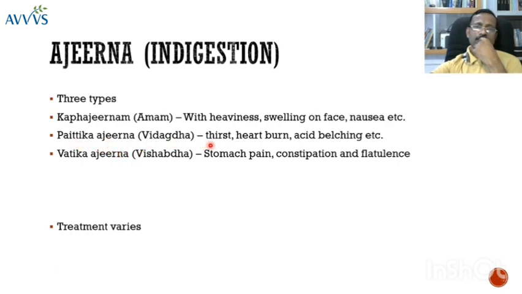And in Paitika ajirna, the symptoms will be thirst, heartburn and acid belching. It is vidagdham. And in Vatika ajirnam, ajirna caused by Vata, pain will be the most important symptom, along with constipation and flatulence. So these three types of presentations are regularly seen in patients who have indigestion. Some will have nausea as the major symptom, some others will have acid belching as the major symptom, and pain will be there in some others. So according to these symptoms, you can classify them into kaphajirnam, paitikajirnam and vatikajirnam, because this classification is very important while designing the treatment, because vatam, pittam and kapham have different treatments, even though the basic thing is ajirna. So that is the doshic classification of diseases.